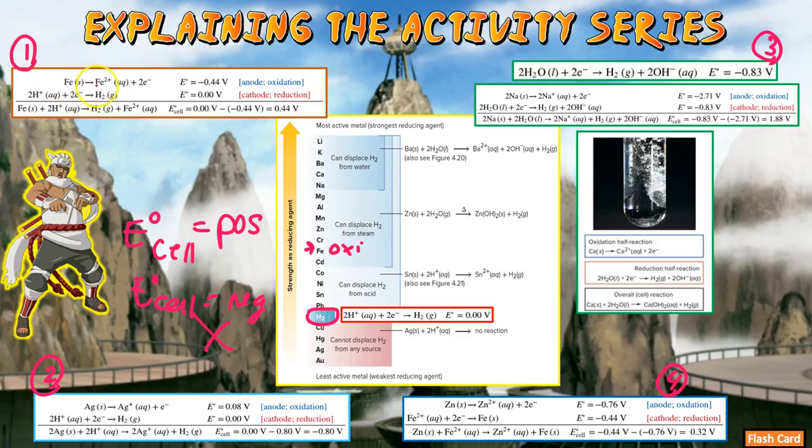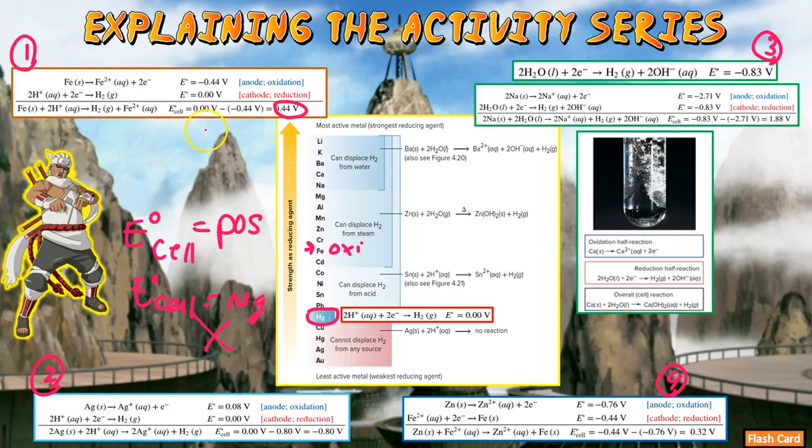I have my iron solid. It's going to form Fe2+ and 2 electrons. It has a standard half cell potential of negative 0.44 volts. Again, this is oxidation, it's at the anode, and our SHE cell is at the cathode, and it's going to be reduction. When we combine both of these reactions, we get an overall reaction, and then we can calculate our E0 of the cell, which is 0.00 volts minus a negative 0.44 volts. So we actually get a positive overall cell potential.